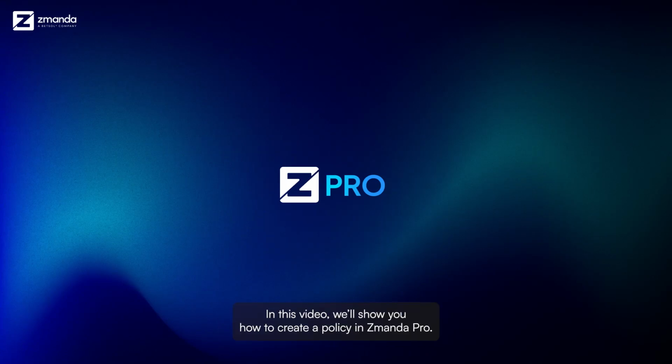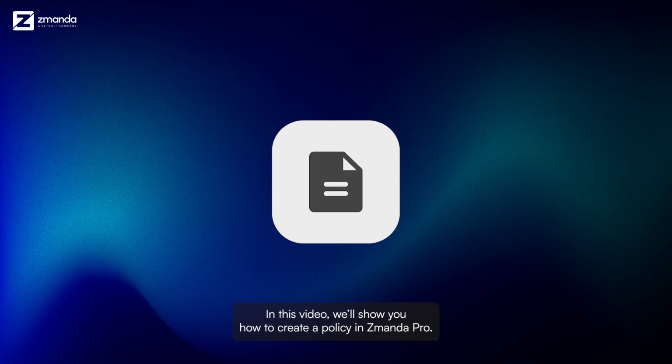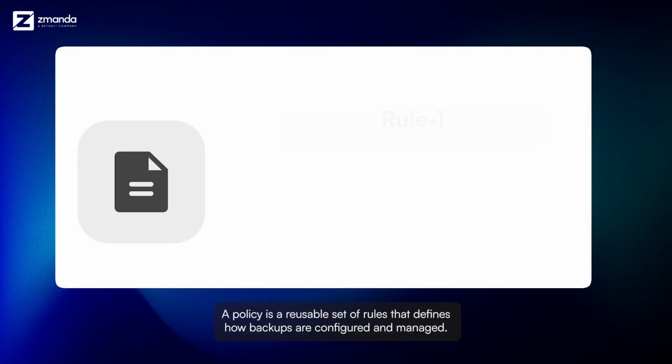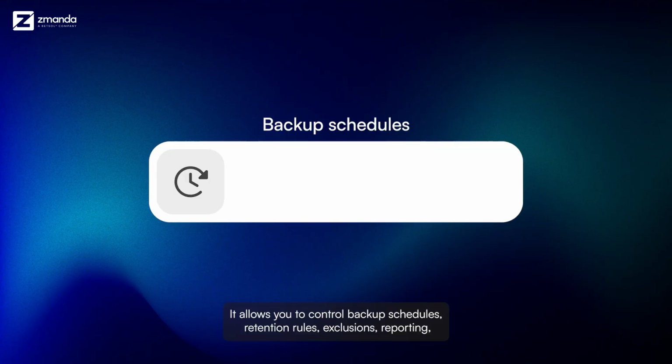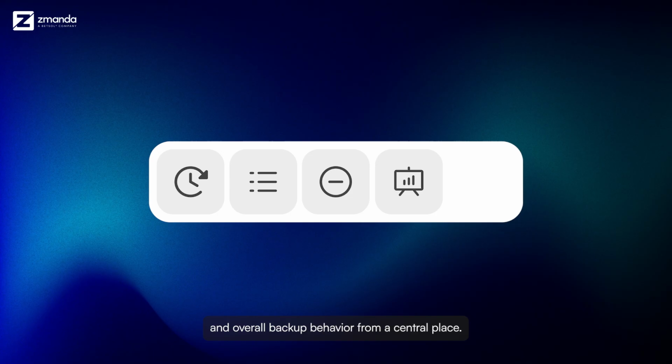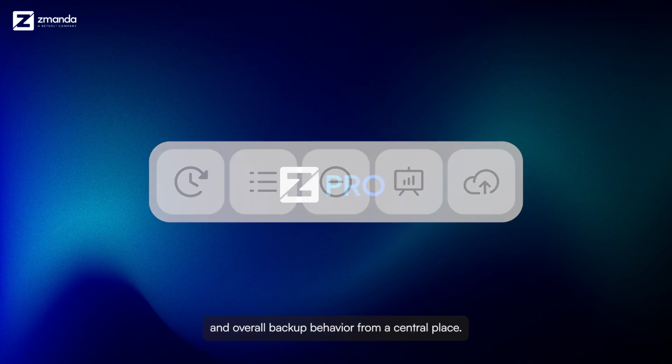In this video, we'll show you how to create a policy in Zmanda Pro. Before we begin, let's understand what policies are and why they matter. A policy is a reusable set of rules that defines how backups are configured and managed. It allows you to control backup schedules, retention rules, exclusions, reporting, and overall backup behavior from a central place.